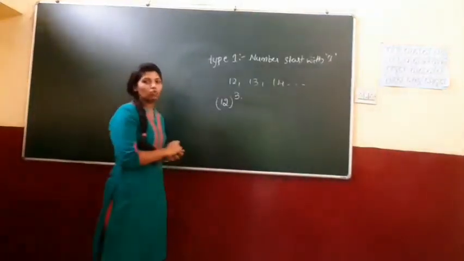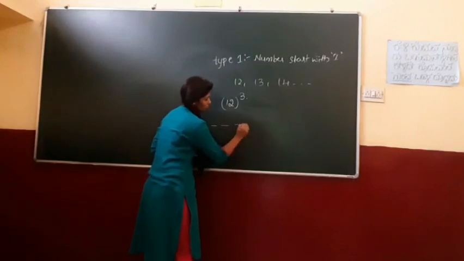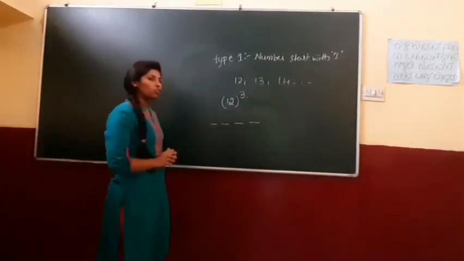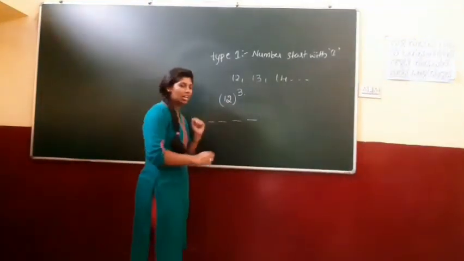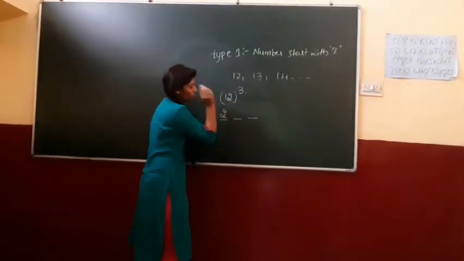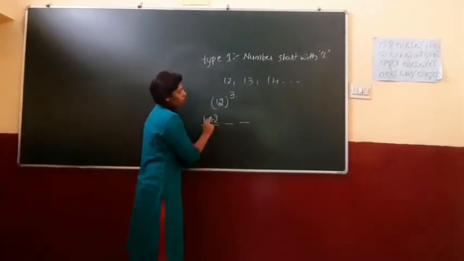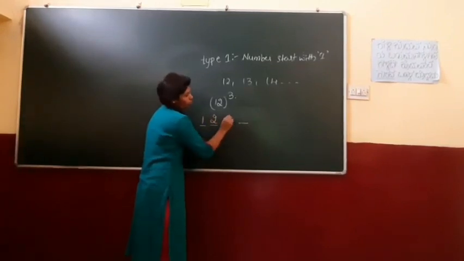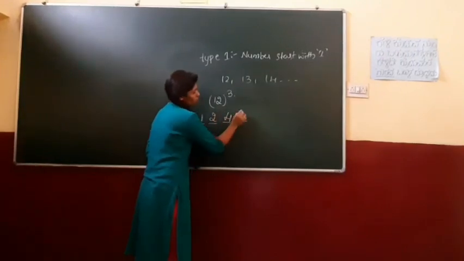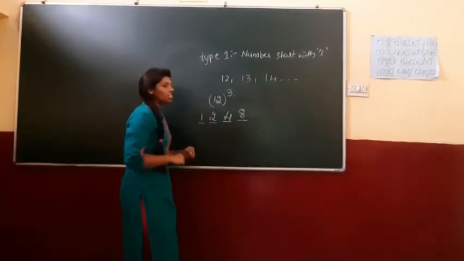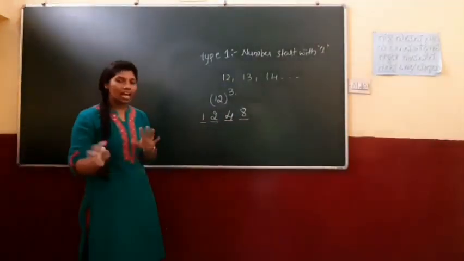How do we find the cube of 12? First we need to put 4 spaces. Then we write 1, 2 as it is in the first and second spaces. Then we have to fill the other 2 spaces. How? We square this 2, so we get 4. Then we cube the 2, that is 8.